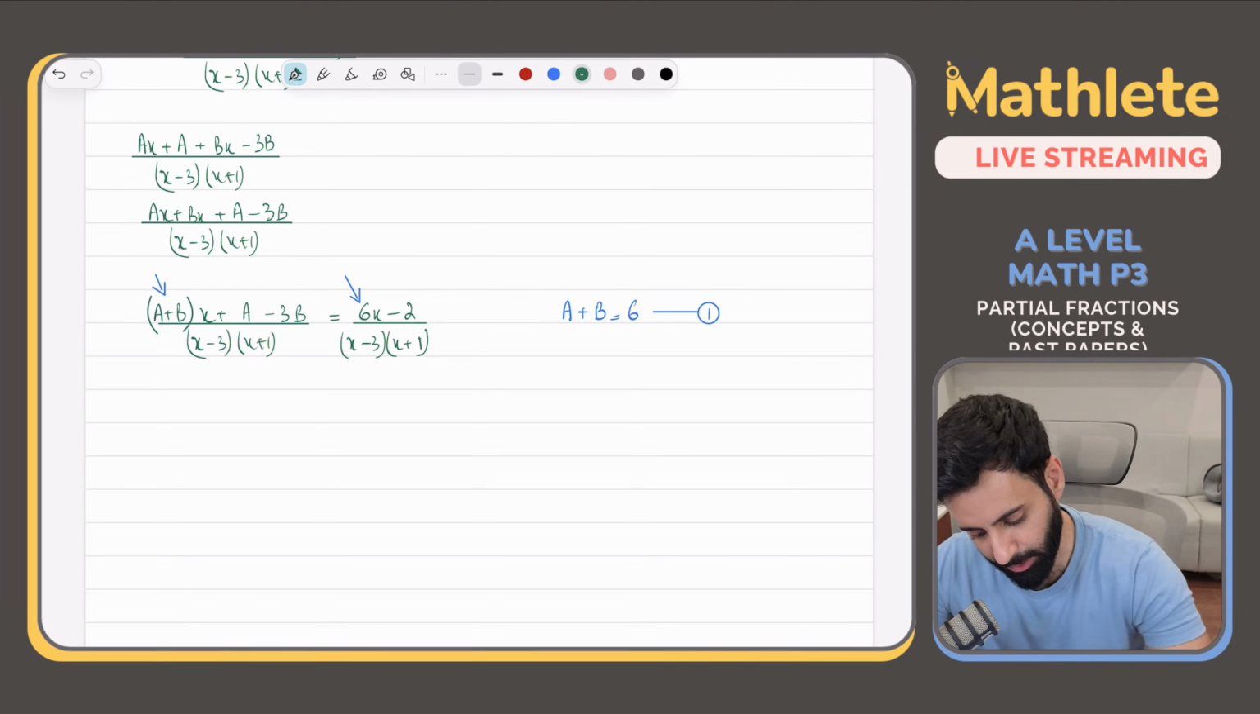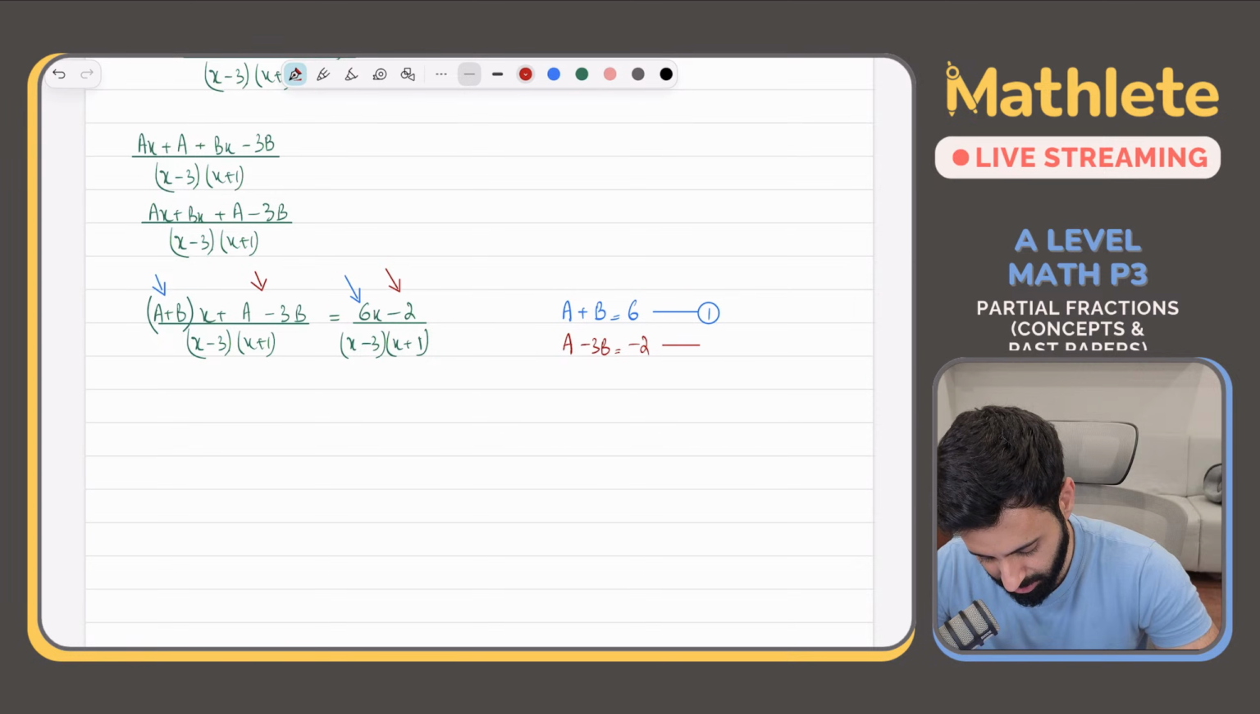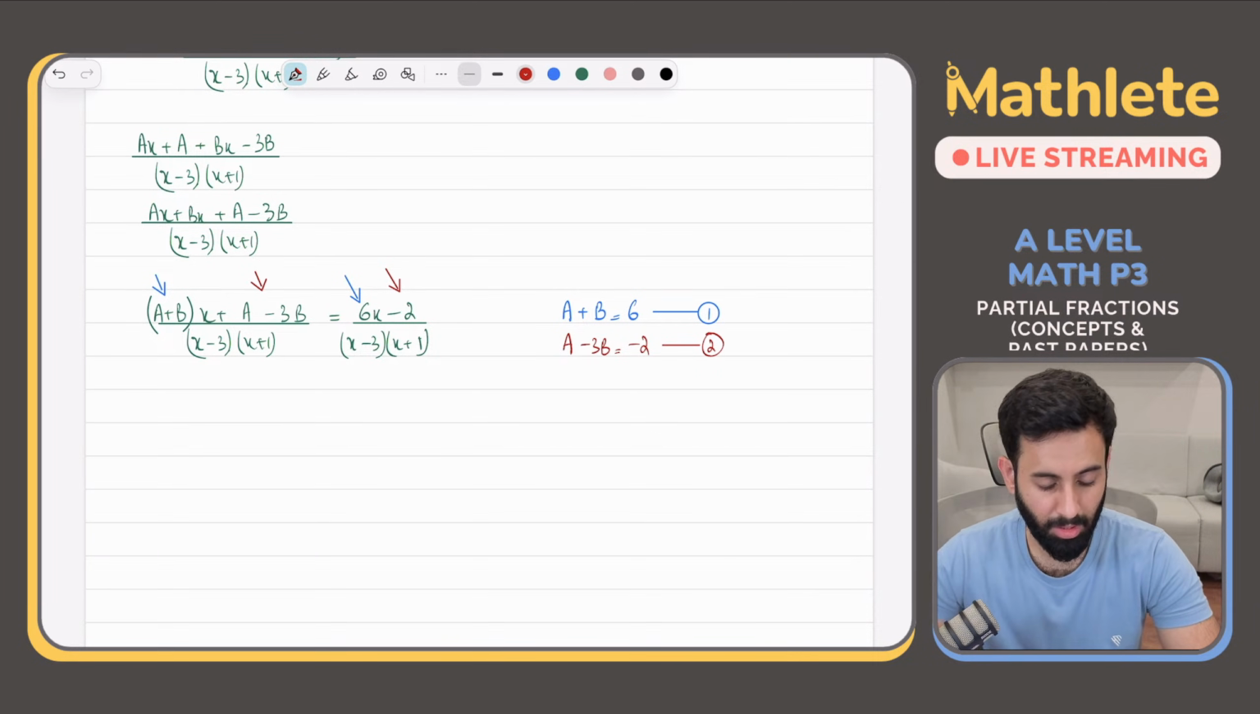Now for the second equation, here's what we're going to do. We're going to take the constant on the left hand side, which is a minus 3b, and compare it with the constant on the right hand side. So a minus 3b, what is that equal to? That is equal to minus 2. So a minus 3b equals minus 2, and that is the second equation. What do we do at this point?